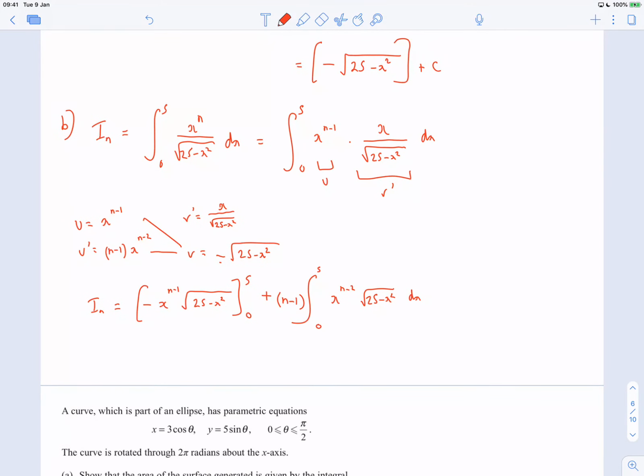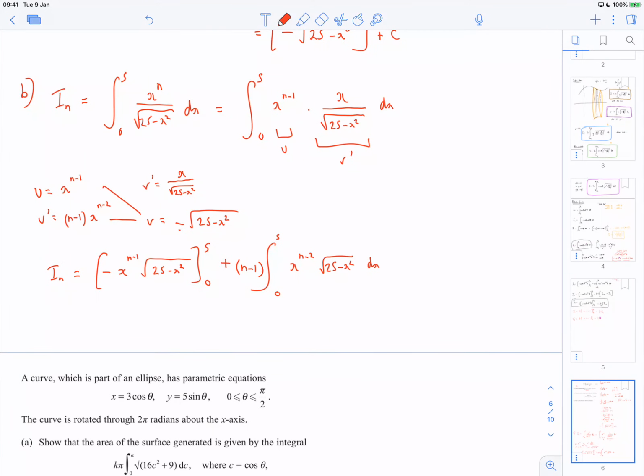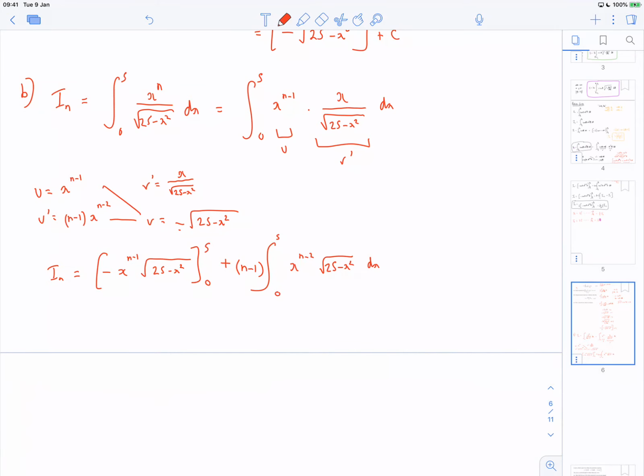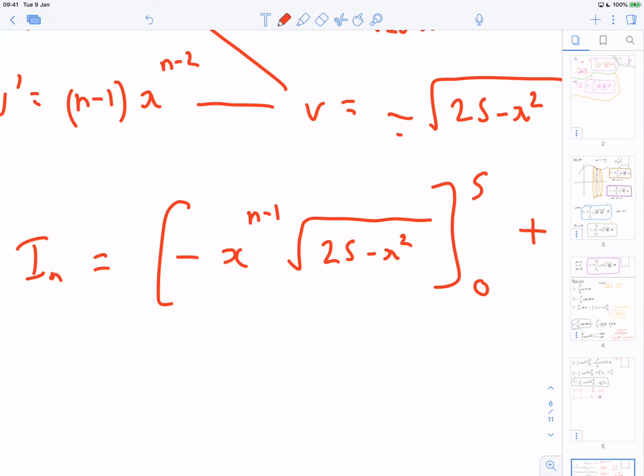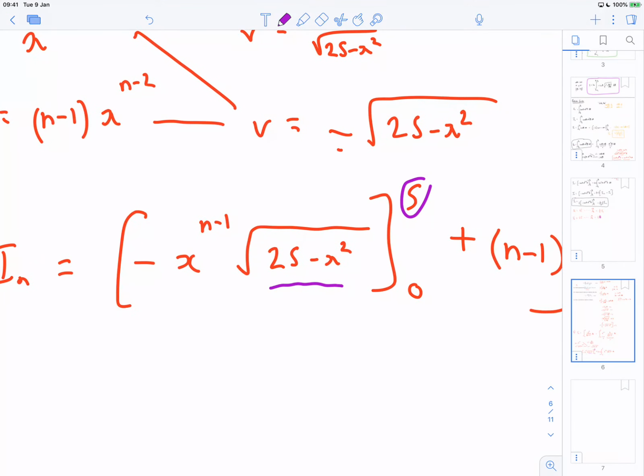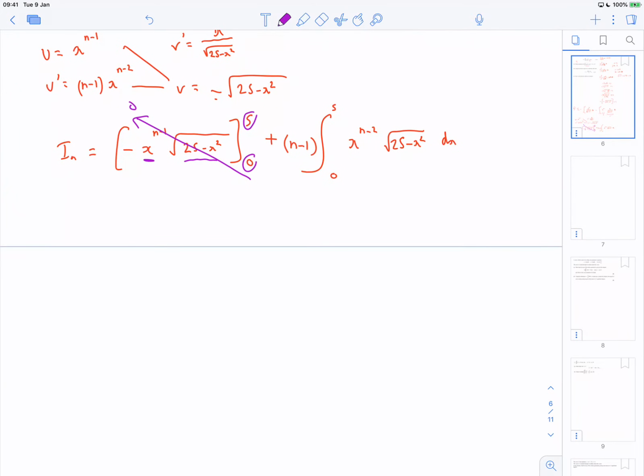Okay, not nice at all. But there's some things we can do, right? And when you look at it, actually, this is kind of cool, because if I look at the first thing, when I let x equal 5, then the square root is 0. So 25 minus 5 squared turns to a 0. And then when I let x equal 0, x to any power is 0 as well. So actually, this whole first part becomes a fat 0. So what we're actually left with is I of n equals n minus 1 times the integral between 5 and 0 of x to the n minus 2 times the square root of 25 minus x squared dx.